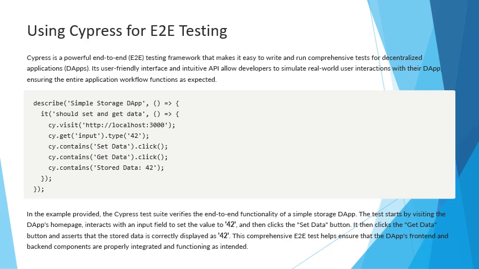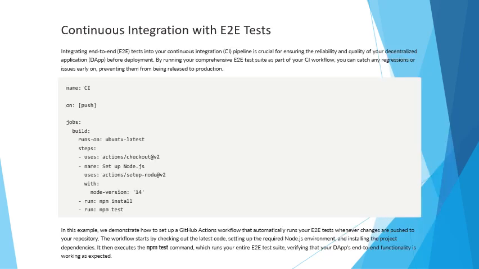In this example provided, the Cypress test suite verifies the end-to-end functionality of a simple storage DApp. The test starts by visiting the DApp's home page, interacts with an input field to set the value to 42, and then clicks the Set Data button. It then clicks the Get Data button and asserts that the stored data is correctly displayed as 42. This comprehensive E2E test helps ensure that the DApp's front-end and back-end components are properly integrated and functioning as intended.